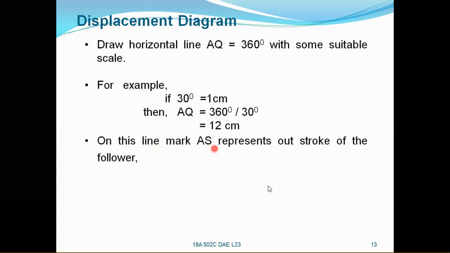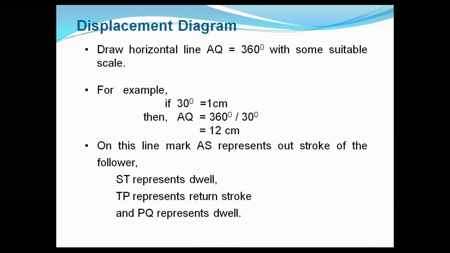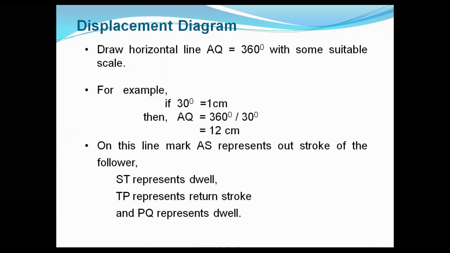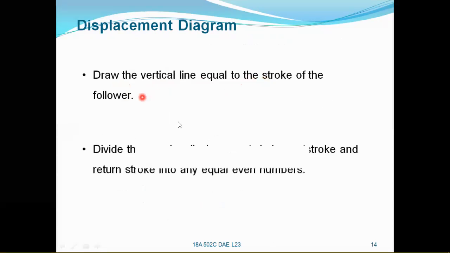And on this line, mark AS represents the outstroke of the follower, and ST represents the dwell period 1, and TP represents the return stroke of the follower, and PQ represents the dwell period 2. And by completion, outstroke, dwell 1, return stroke, and dwell 2 totally should be equal to 360 degrees or 12 centimeters. So now draw the vertical line equal to the stroke of the follower or lift of the follower.